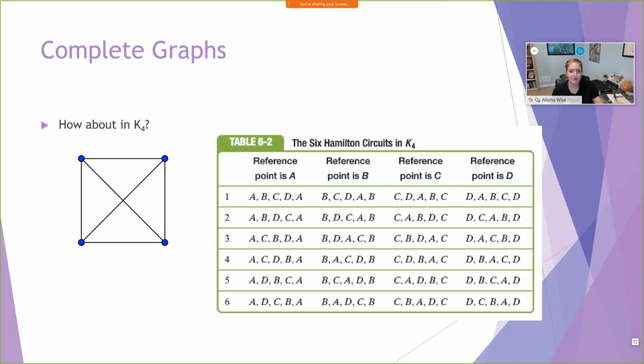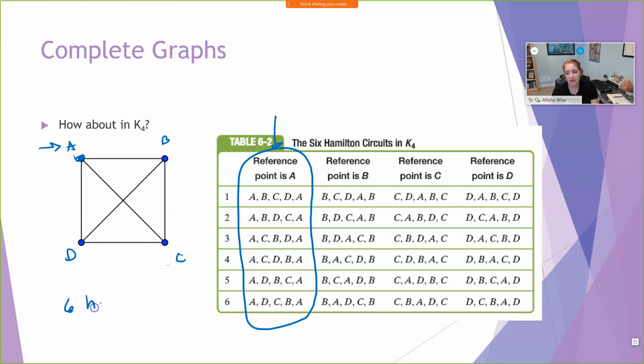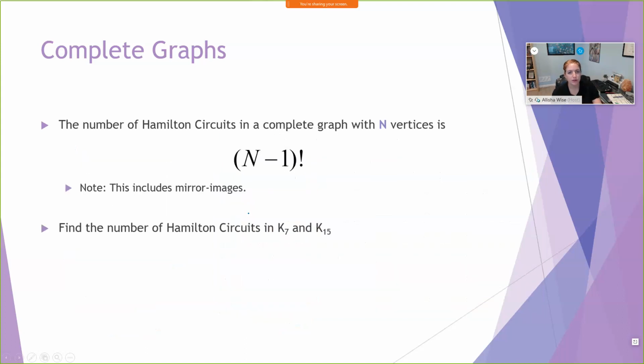There's a lot more. So here I have a table, but we're just going to go ahead and look at this first column. So this is if your reference point is A. If your reference point or your starting point is A, there are going to be 6 Hamilton circuits. 6. And here's the list of all of them. Luckily, we don't have to figure that out. We've got it. And you'll see that it's the one direction and then mirror image. And you can look through those and kind of explore it a little bit more.